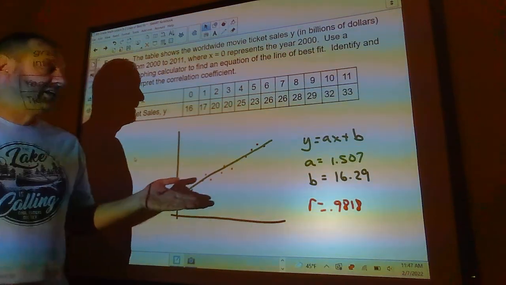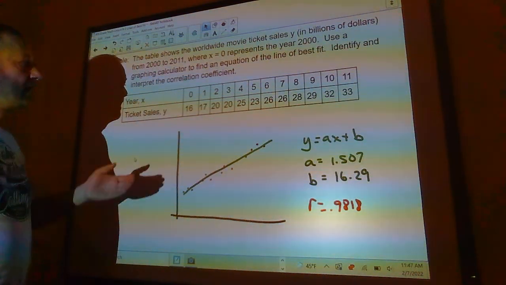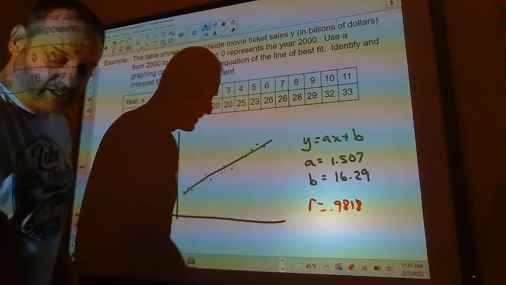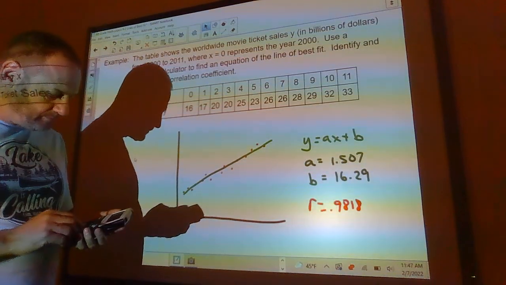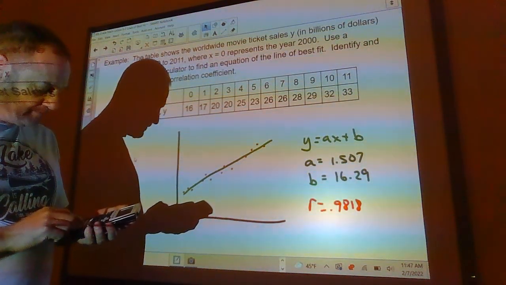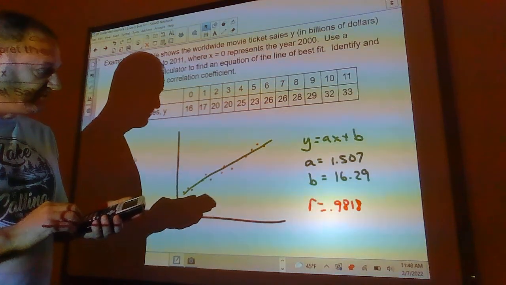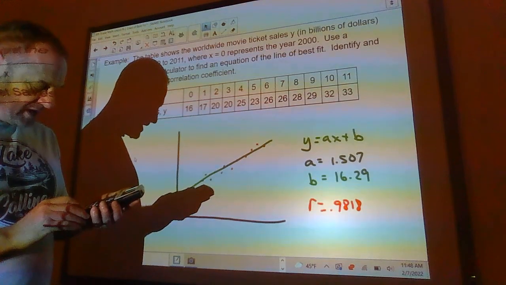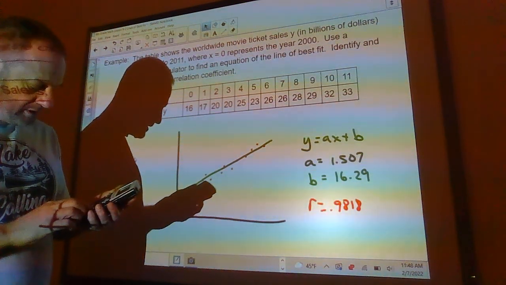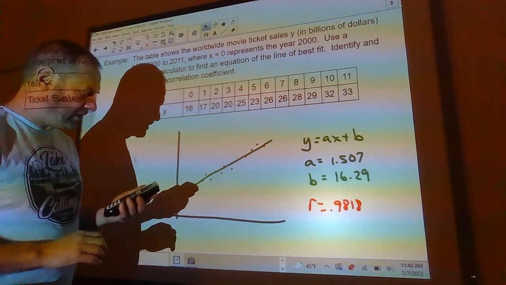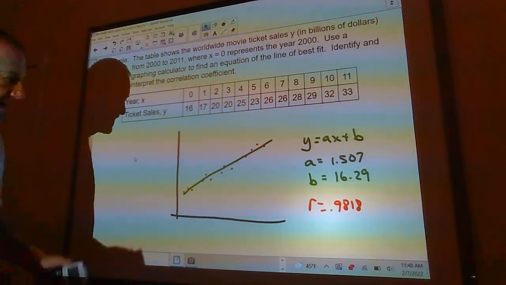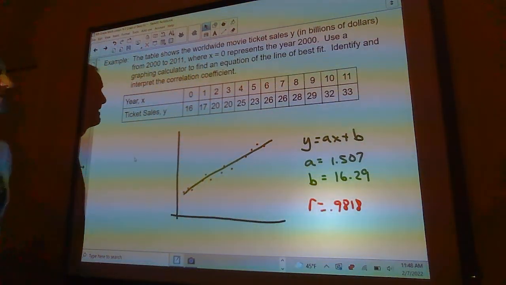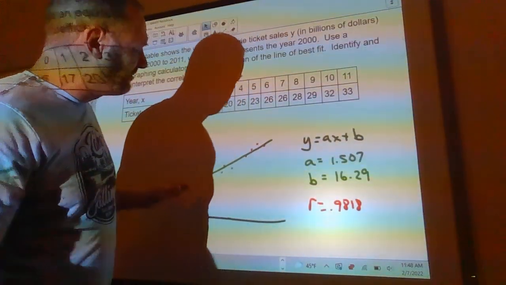Now, I could use that line to predict. Let's say I don't have year 15 on here and I wanted to know year 15. I could do 1.507 times 15 plus 16.29, and that would be 38.89, so we'll round to 39. I should have about 39 billion in sales that year, if it continues to follow this.